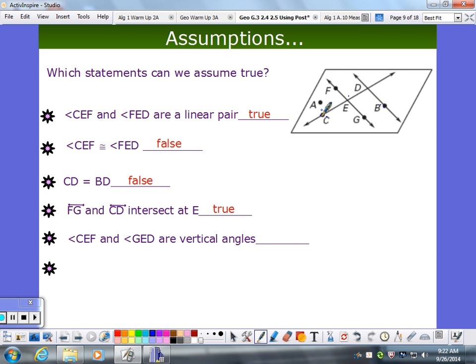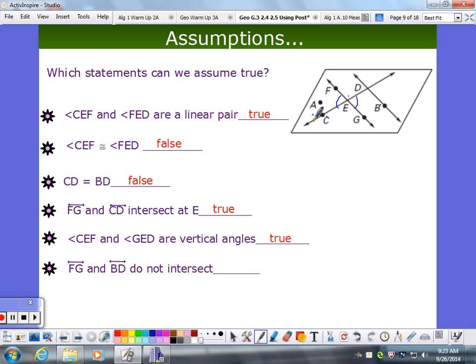Angle CEF and GED are vertical angles. Where'd they go? Everybody watching this is almost like they must have all left the room. I don't know what happened. Are they vertical angles? Loud and proud. Yeah, Joseph. Yes. I don't know where everybody went.